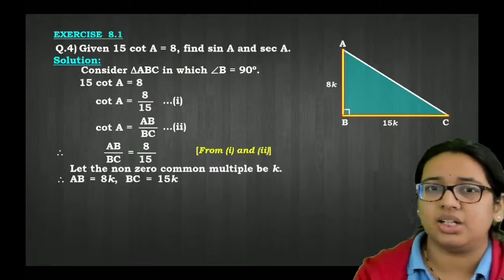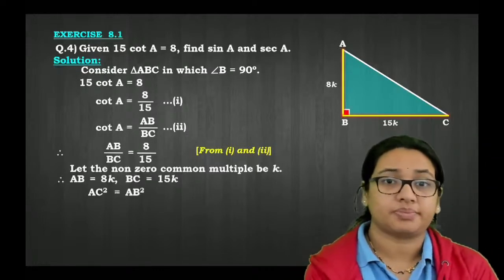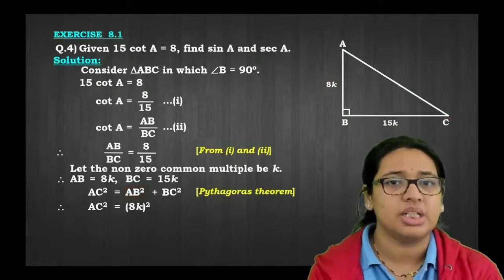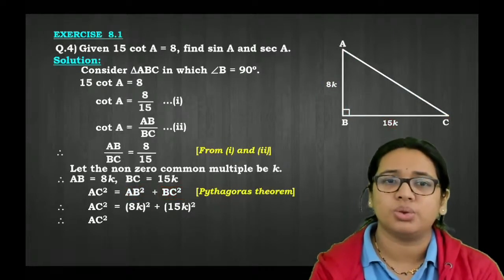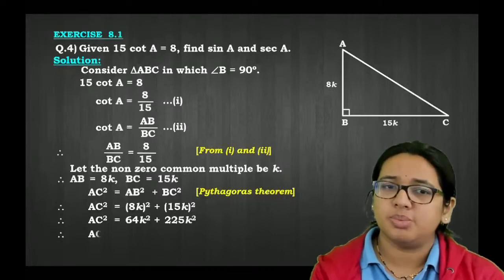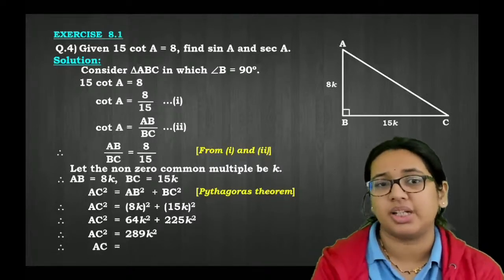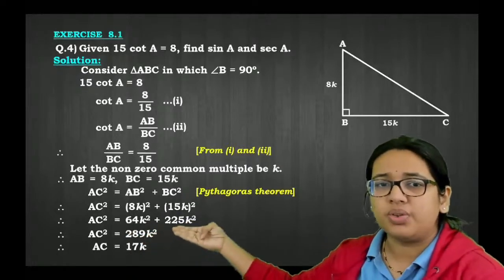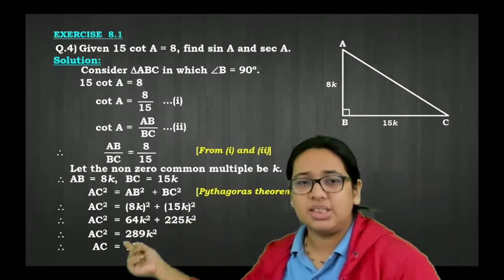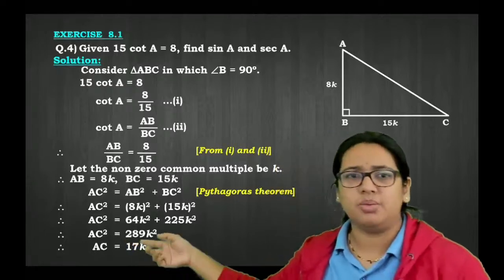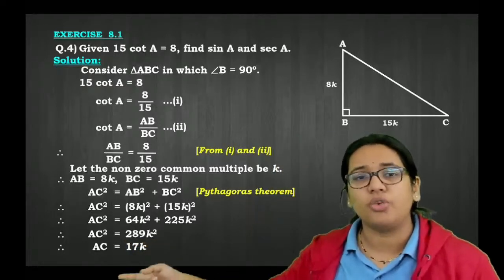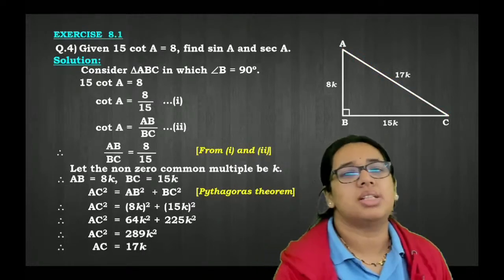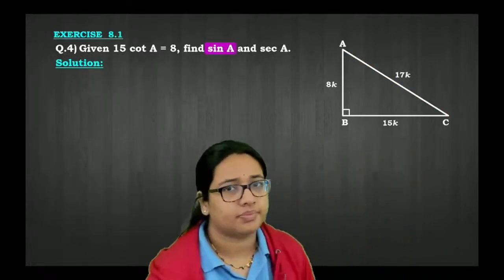We have a right angle triangle in which hypotenuse square is equal to first side square plus second side square, that is AC square equals AB square plus BC square, which can be written as 64 times K square plus 225 times K square. Hence the total will be 289, but we know that 289 is the square of 17, right? So AC can be written as 17 times K.